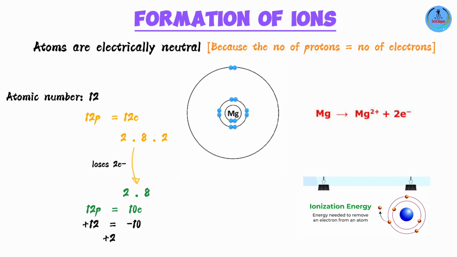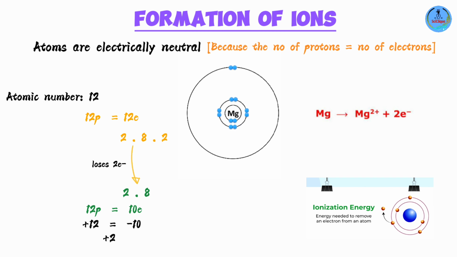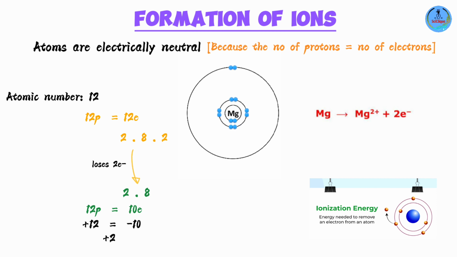Why? Because in an atom, you're going to have a positive nucleus because of the protons and negatively charged electrons. When you have oppositely charged particles, what do you have? You're going to have an attraction. So you're going to have a strong sense of attraction between the electrons and the protons. So if you want to remove that electron, you need to have energy to actually pull it out.